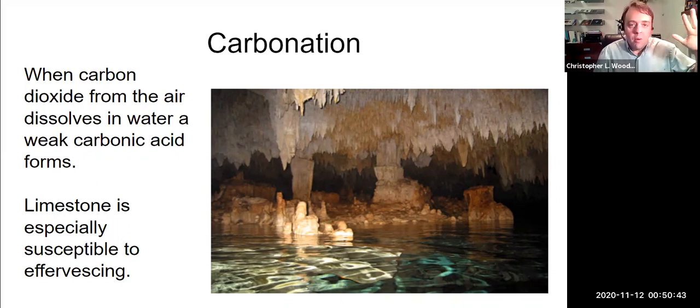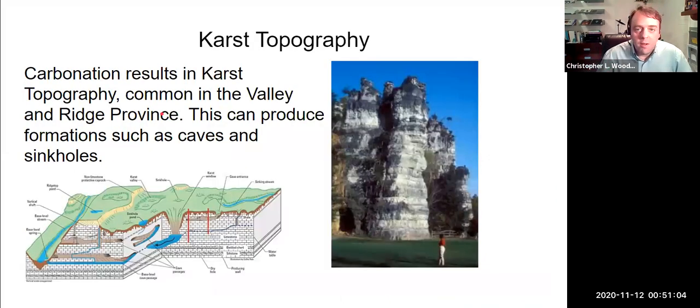As the groundwater moves through the permeable rock, it dissolves the limestone and then transports it somewhere else. So carbonation is really, really powerful and creates its own unique landforms. It's called karst topography. Common in the valley and ridge province, it can form sinkholes, caves, stalactites, stalagmites.